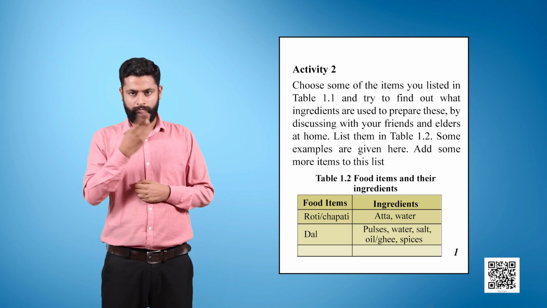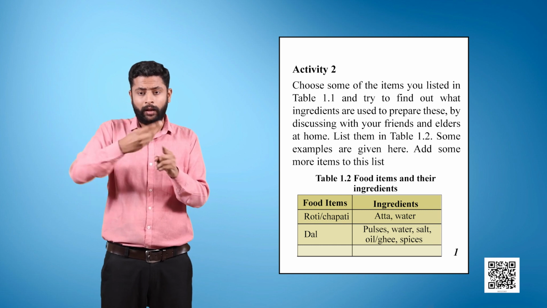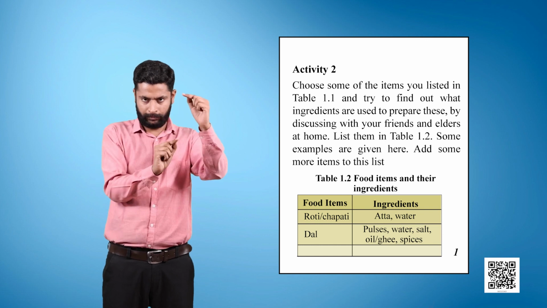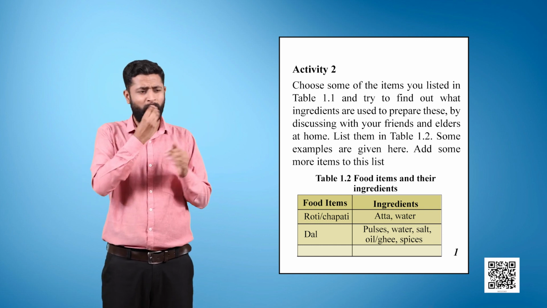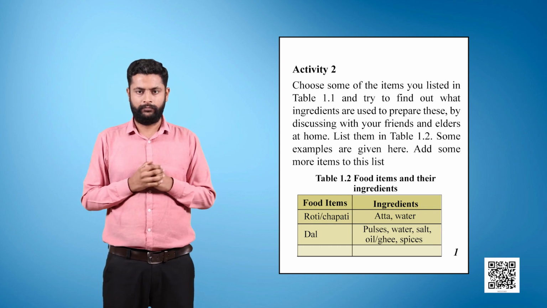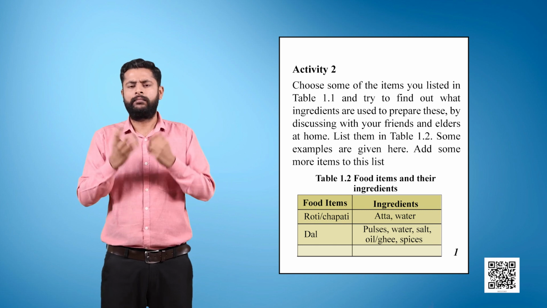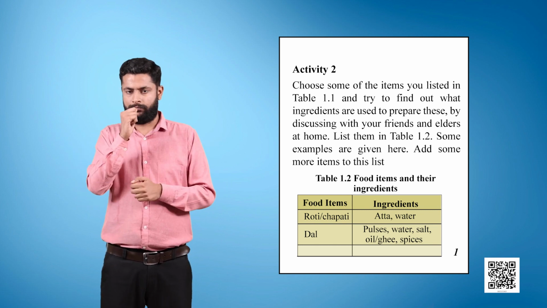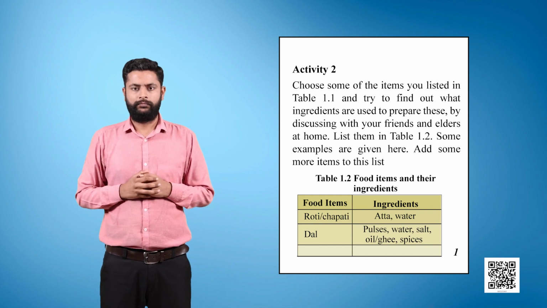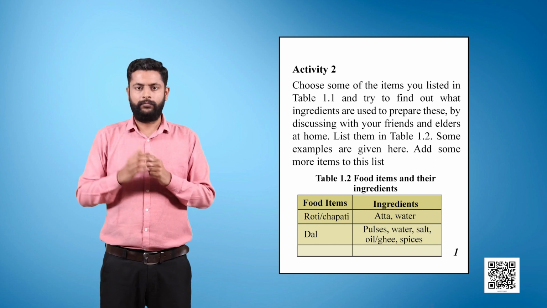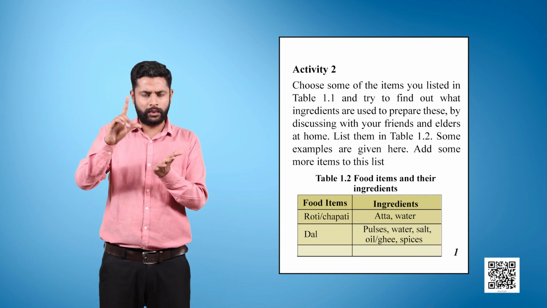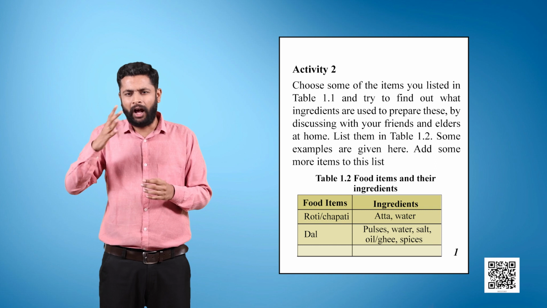Table 1.2 Food items and their ingredients. Column 1 Food item. Column 2 Ingredients. Food item Roti or chapati. Ingredients Atta, water. Food item Dal. Ingredients Pulses, water, salt, oil or ghee, spices.